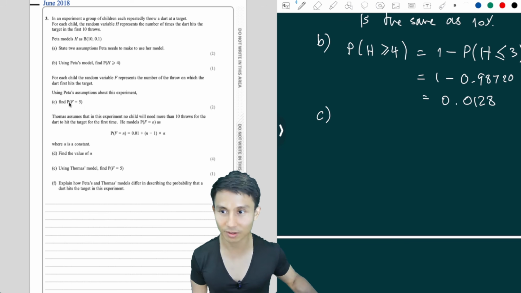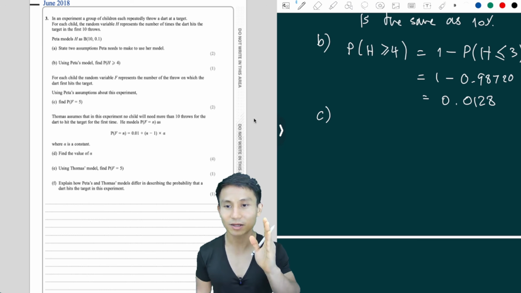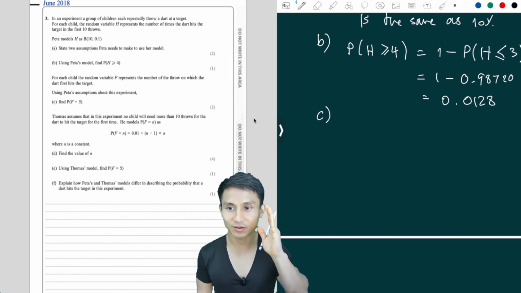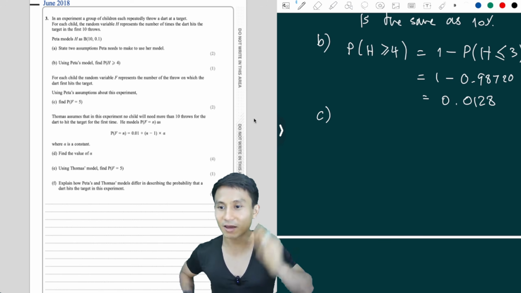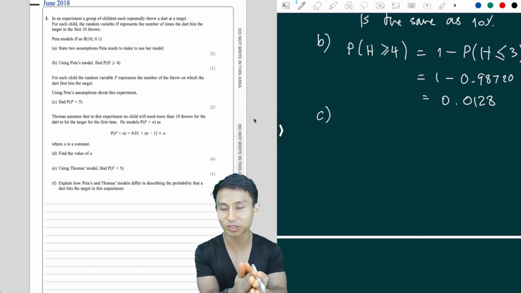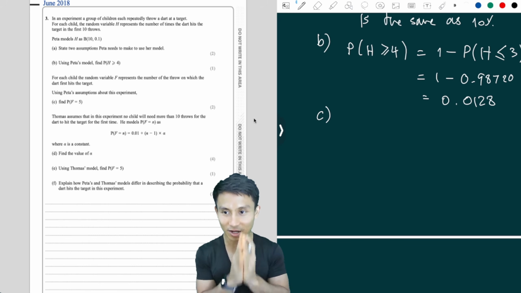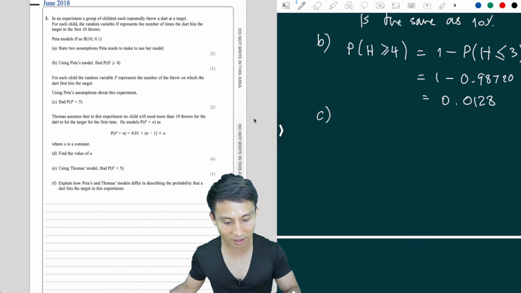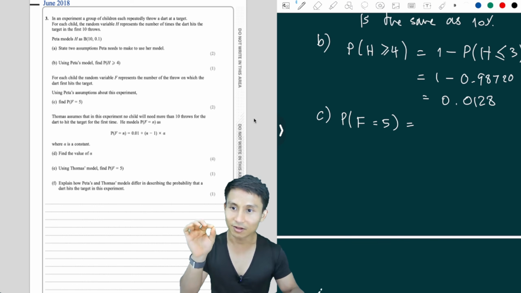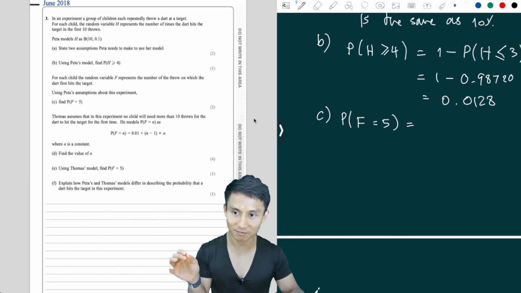Okay, so you've got to keep throwing until you hit the target. If you don't hit the target, you keep going, right? And F equals 5 here means that you will have thrown 4 times, and the 5th time it hits the target. You've got to understand that first. So P(F = 5) here means that this child will miss 4 times and get it the 5th time.